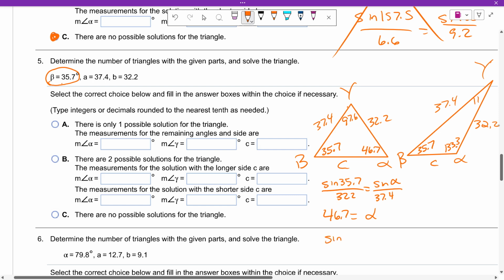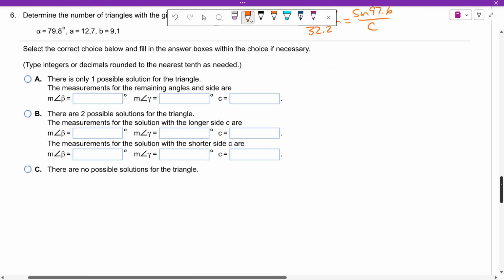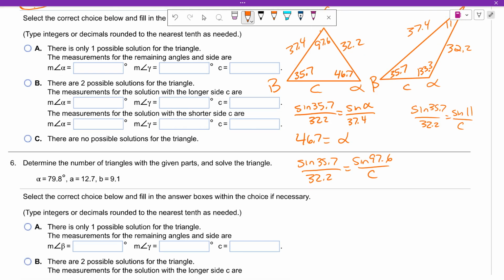So the sine of 35.7 over 32.2 equals the sine of 97.6 over C. And you find C. And then over here you do the sine of 35.7 over 32.2 equals the sine of 11 over C. And do law of sines, figure out C, and you find the answers. Okay? So law of sines, ambiguous case. It takes a little bit more to do this. Okay? So get to work, please. I will put it out there.